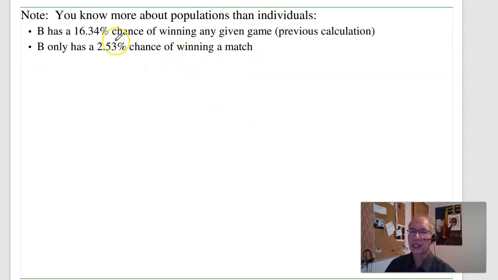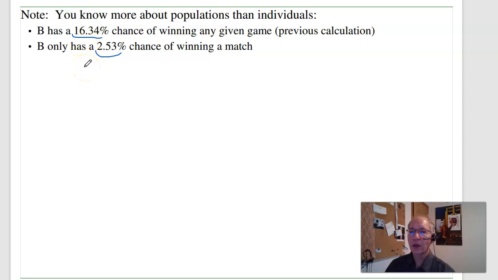I guess that's what this says. Single game versus infinite series. I know more about populations than individuals. If there's a whole bunch of games being played, I have more certainty about who's going to win a whole bunch of games versus a single game.